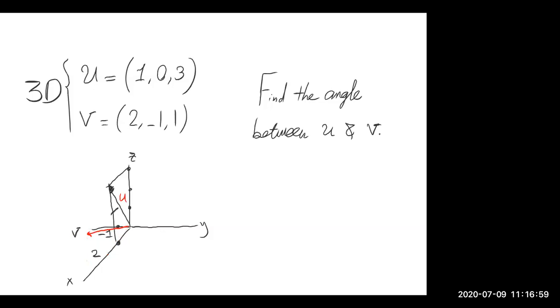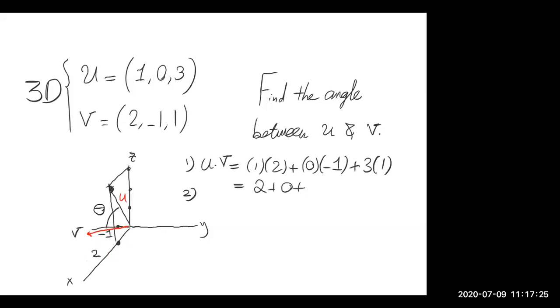And then we want to see what is the angle between them. So we should use the inner product in two different ways. u dot v is equal to the multiplication of the components: 1 times 2 plus 0 times -1 plus 3 times 1. We would get 2 plus 0 plus 3, which is equal to 5. That's one way to compute it, and the answer is 5.